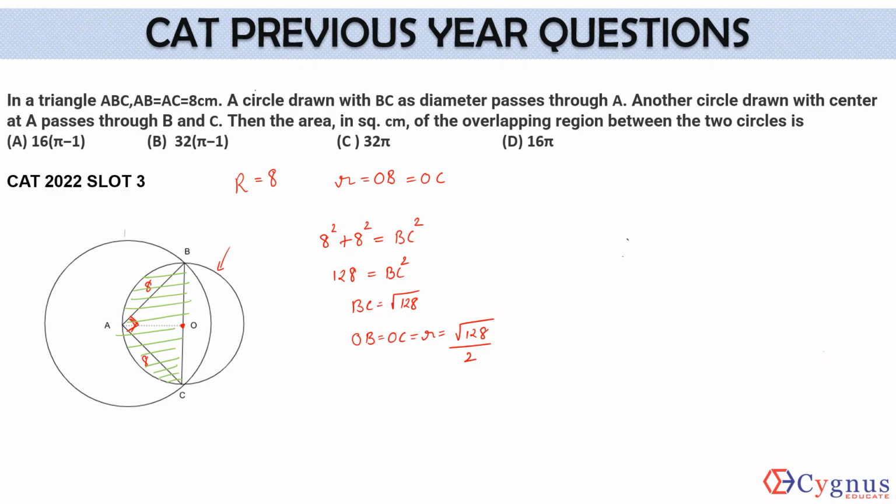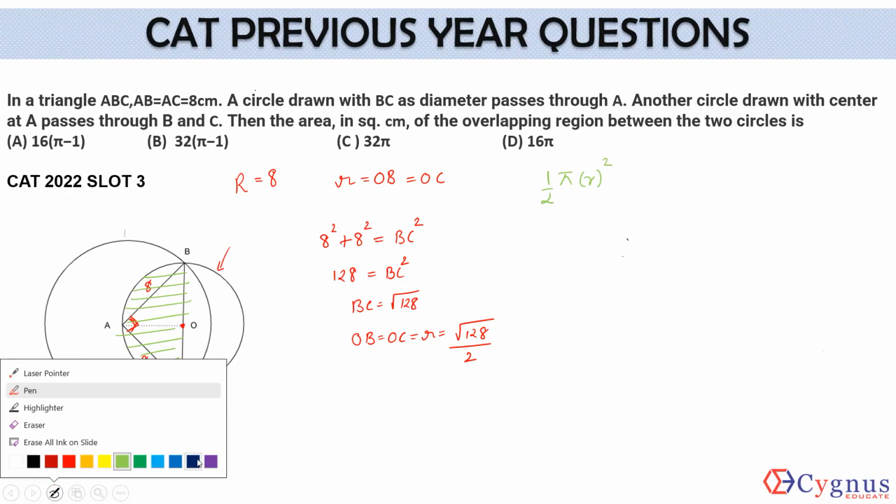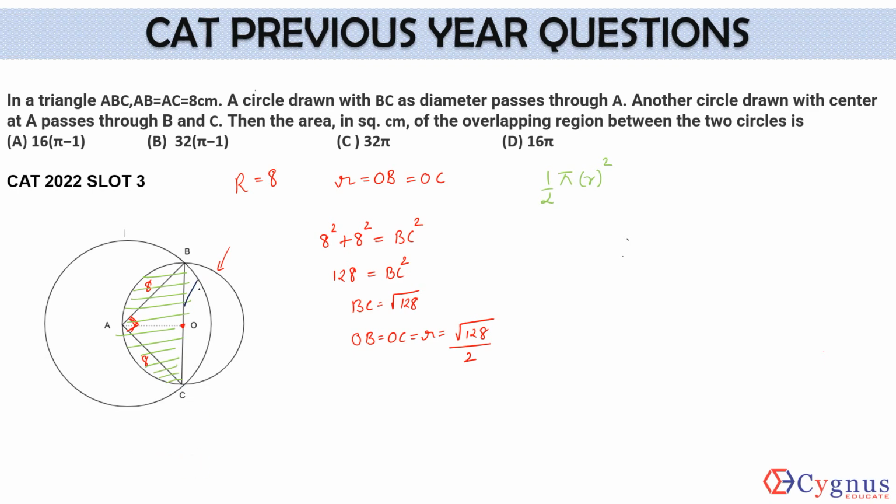So the area of this region, which I've shaded with green color, must be equal to what? Half the area of the smaller circle. That is half of pi r square. This is the overlapping region. There's something more. What's that part? This one. How do we calculate this one?